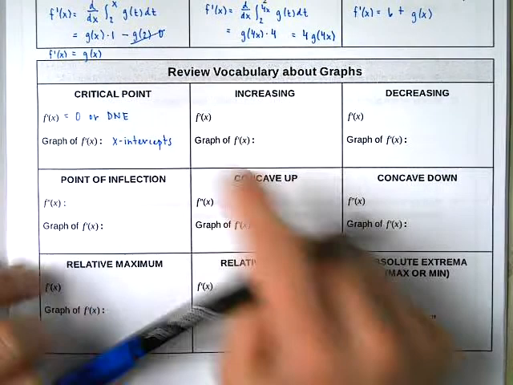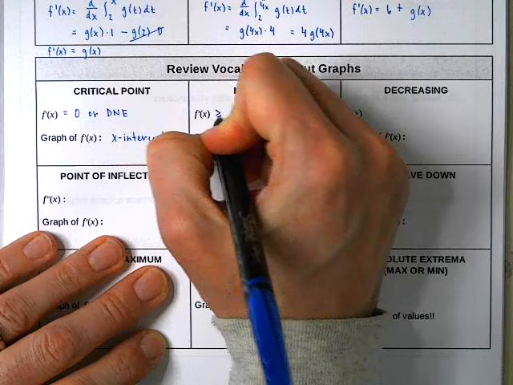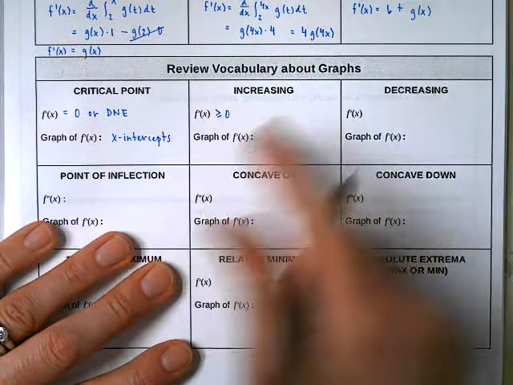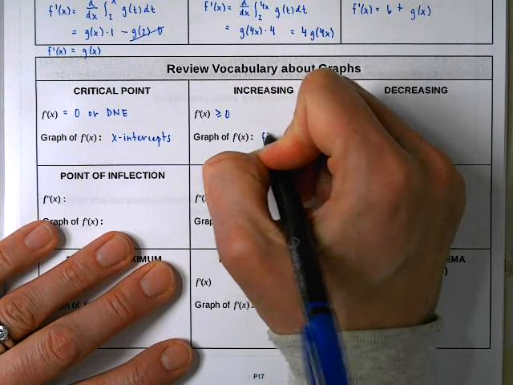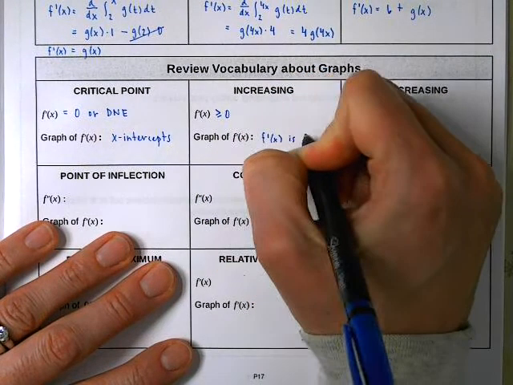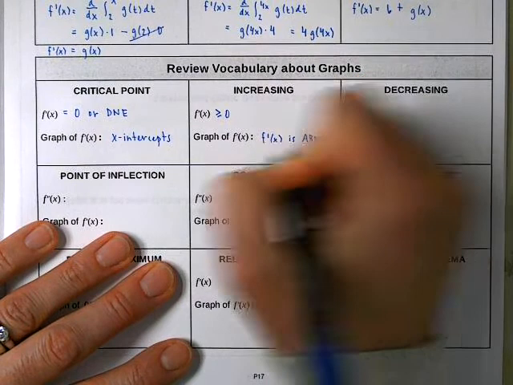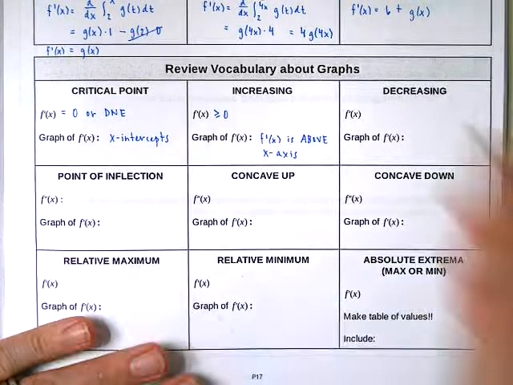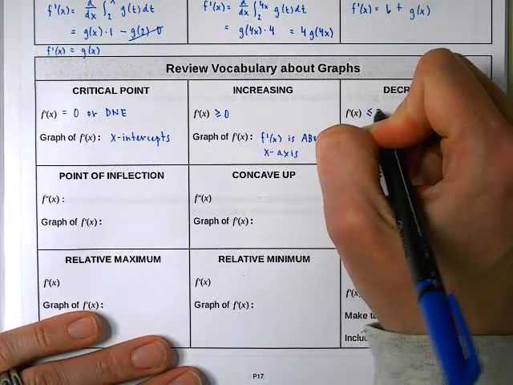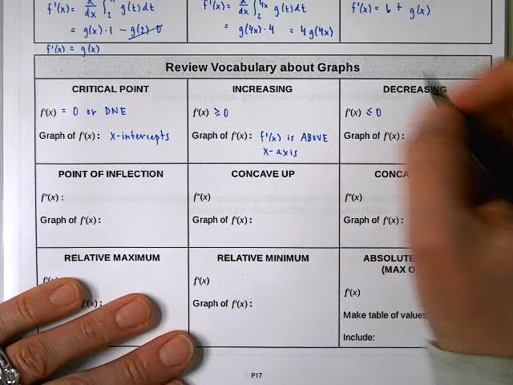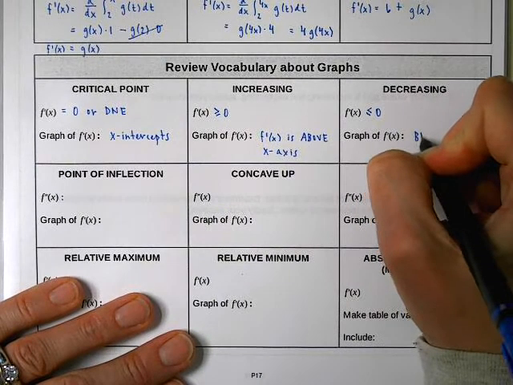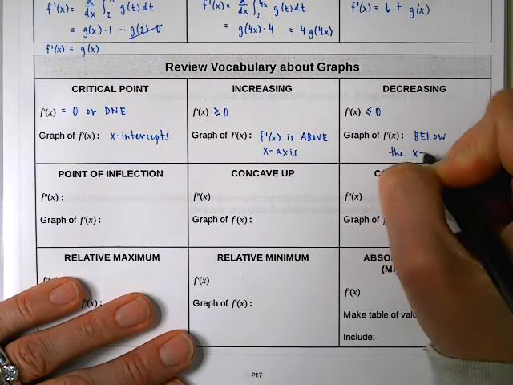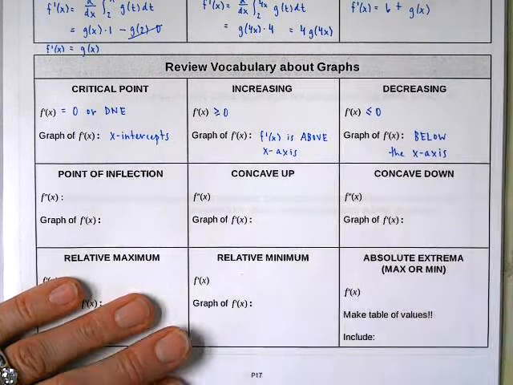For increasing, that's where our first derivative is greater than or equal to 0. And then again, if I have a graph of f prime, I'm looking for where the f prime of x is above the x-axis. That's how I'll know where I'm increasing. For decreasing then, it's where my derivative is less than or equal to 0. It's where the graph of f prime of x is below the x-axis.